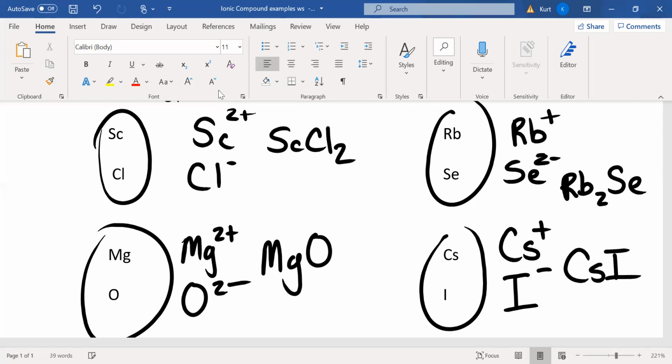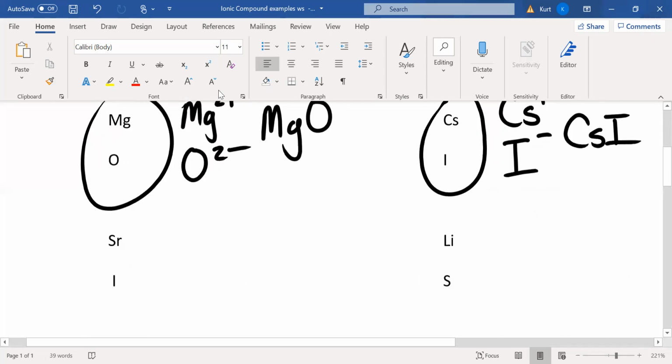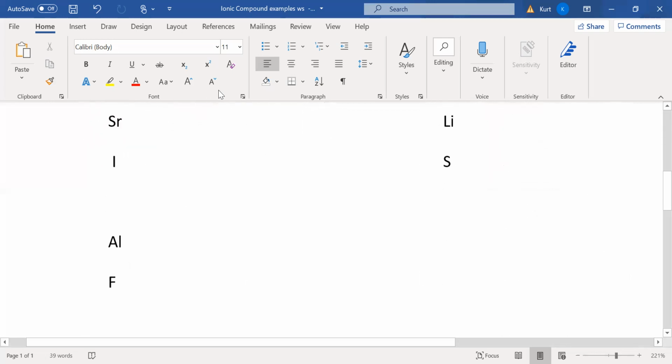Okay. Guys, what would ScCl2 be called? What's the name? Don't be shy. You know this. Scandium chloride. How about Rb2Se? Rubidium selenide. What about MgO? Magnesium oxide. There you go. Build that confidence. You get better at it. CsI. Cesium iodide. All right.